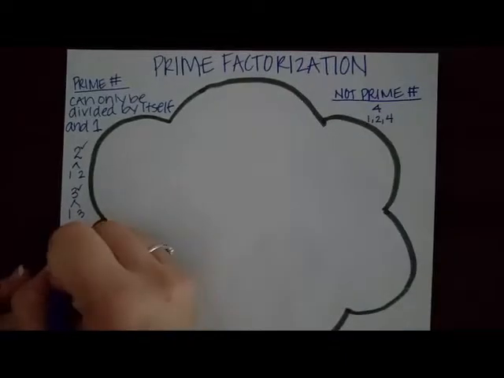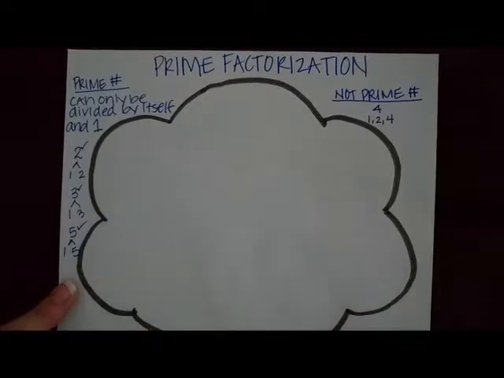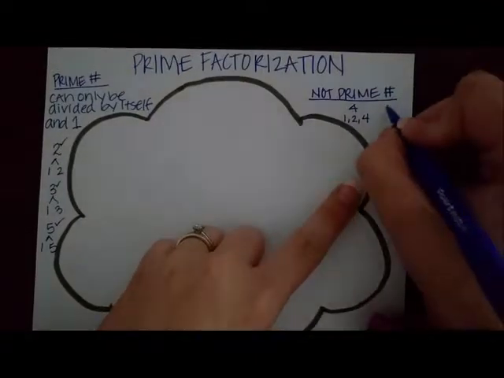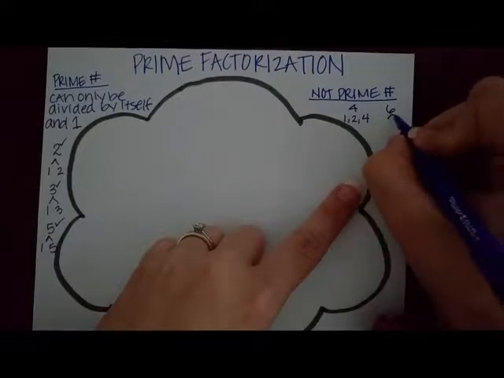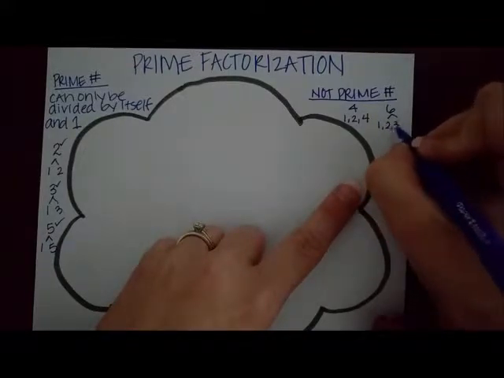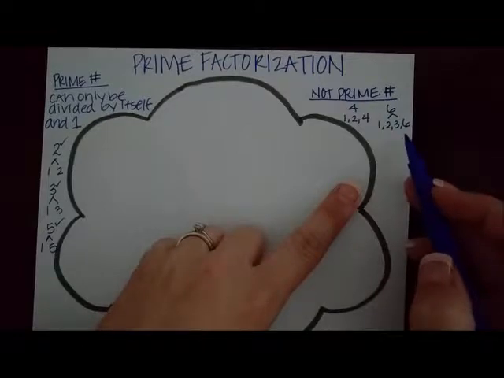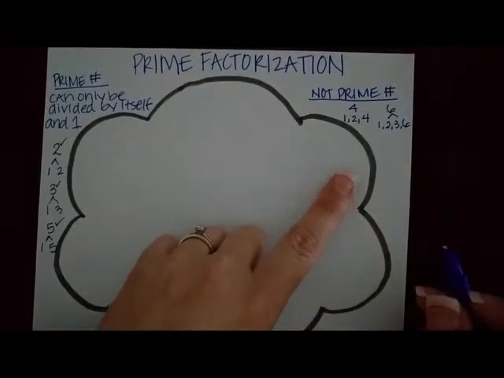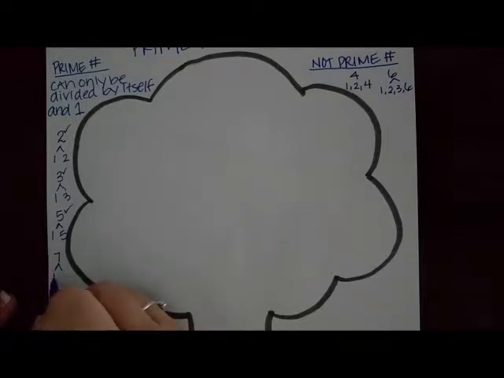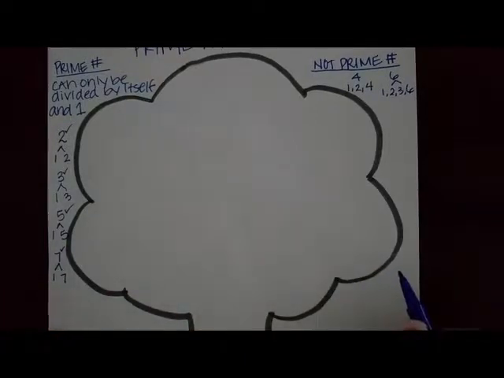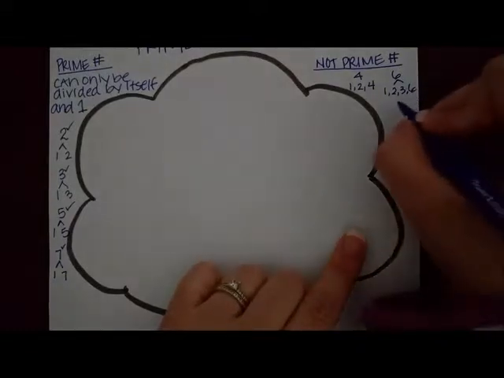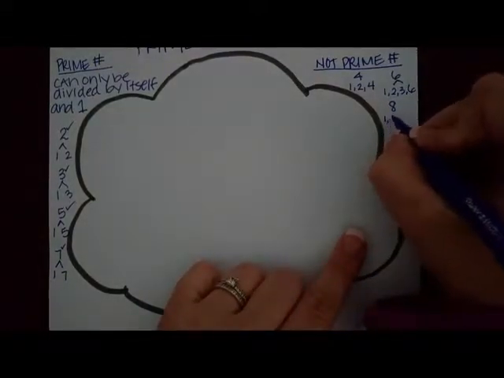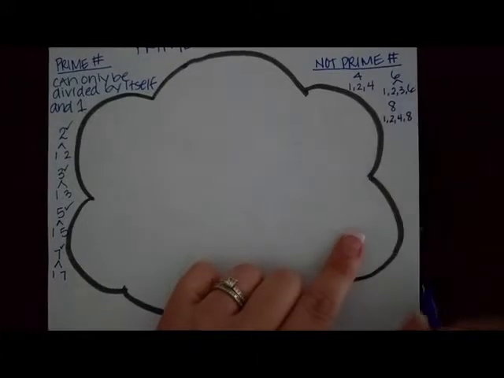What about 5? 5 can only be broken down into 1 and 5. So yes, 5 is prime. What about 6? The factors of 6 are 1, 2, 3, and 6. So 6 is not prime because it has factors other than itself and 1: 2 and 3. 7 would be a prime number. Can only be divided by itself and 1. The factors of 7 are only 1 and itself. 8 is not. 8, you've got 1, 2, 4, and 8.